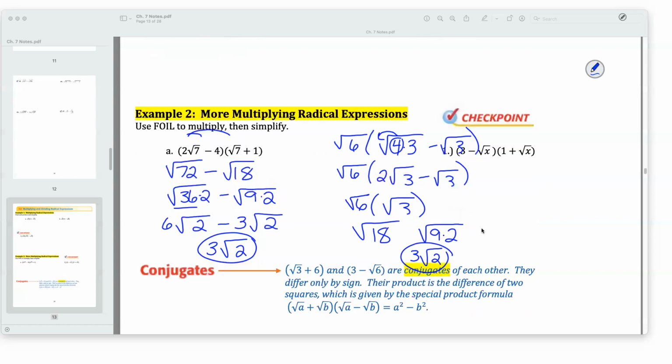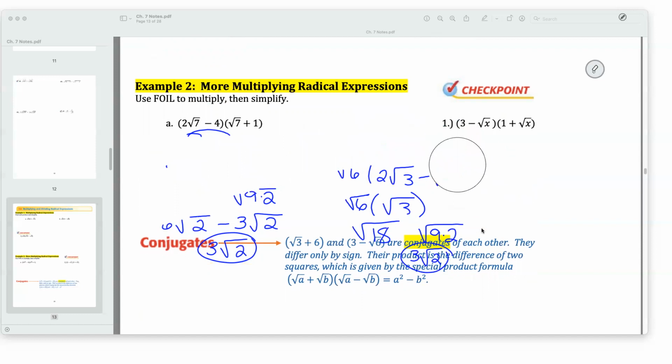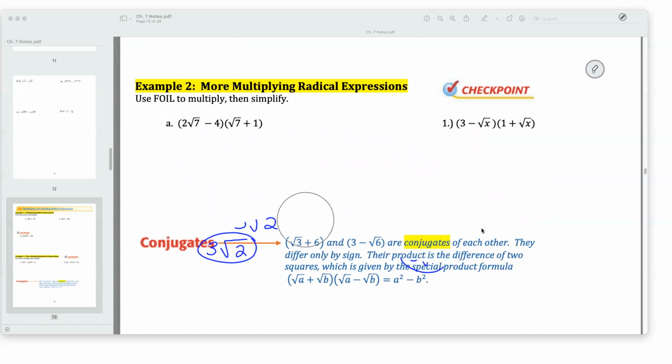Example 2 is using FOIL to multiply because we have a binomial times a binomial. When you have 2 terms multiplied by another 2 terms, you have to multiply first, outer, inner, last to get 4 terms that hopefully you can combine some things together to simplify it.